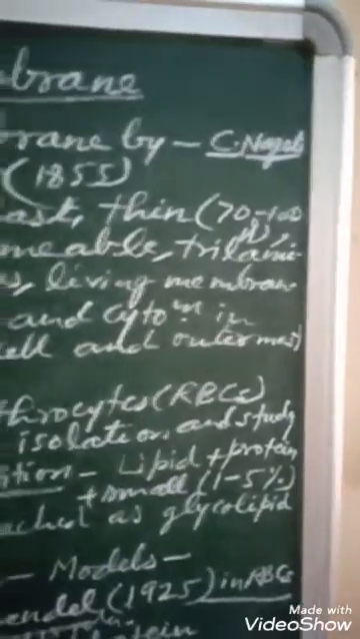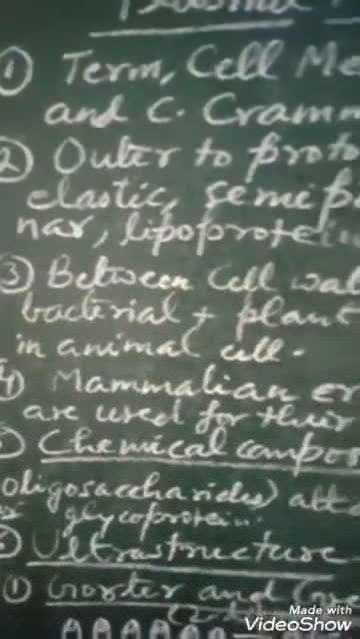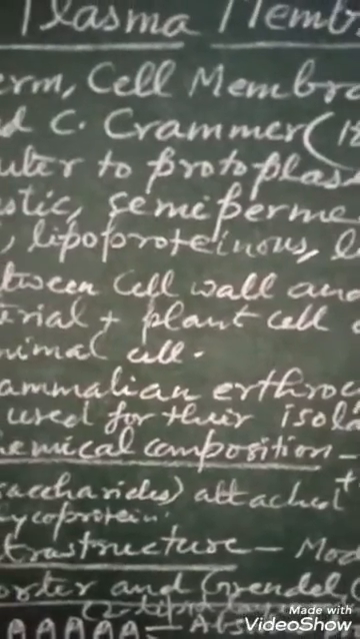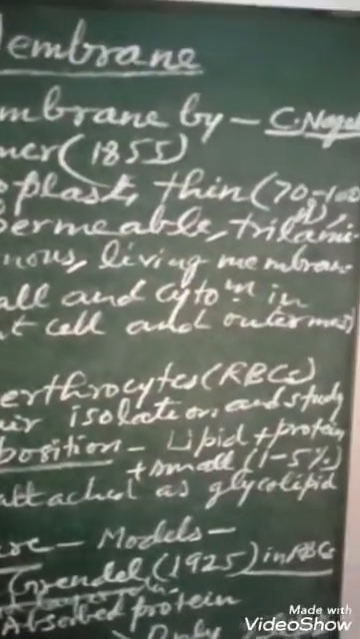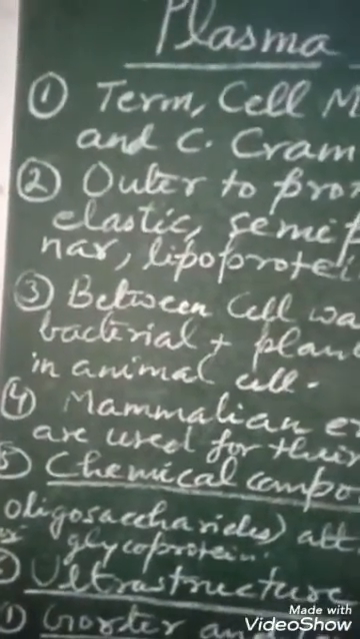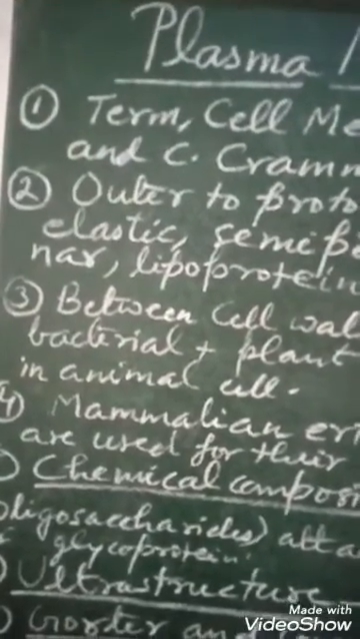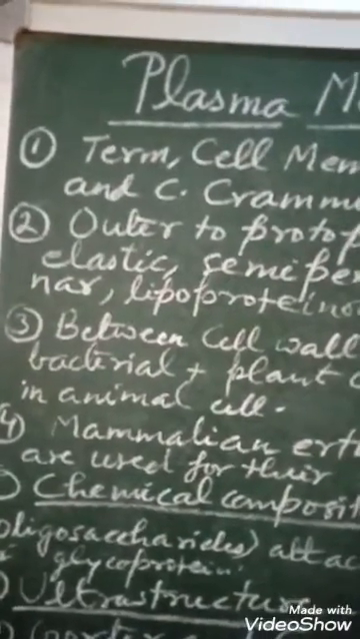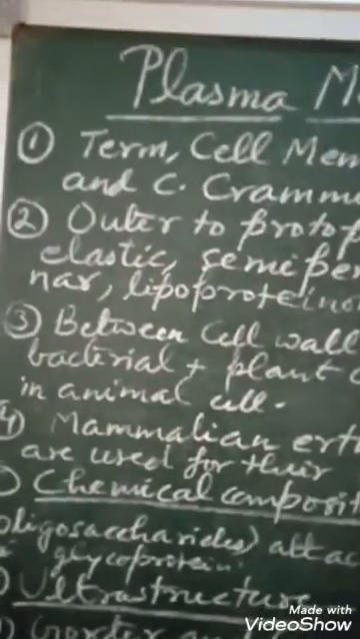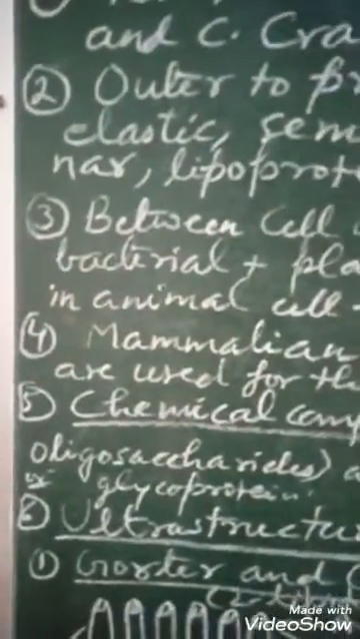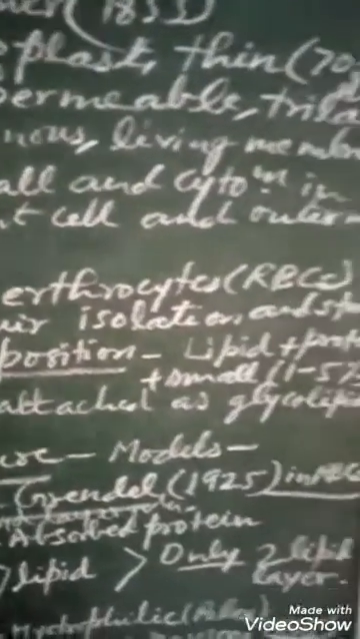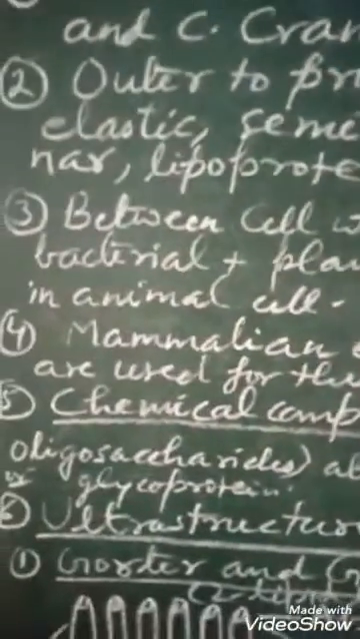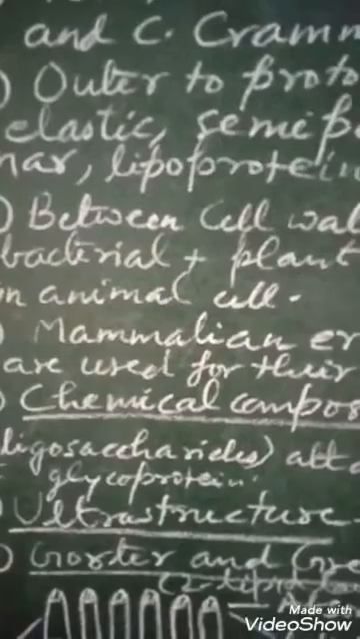Trilaminar means three-layered. Lipoproteinaceous means it is made up of lipid and protein, and it is a living membrane. The second characteristic feature of the plasma membrane is its position: it is between the cell wall and cytoplasm in the case of bacteria and plant cells, and it is the outermost boundary in the case of animal cells.